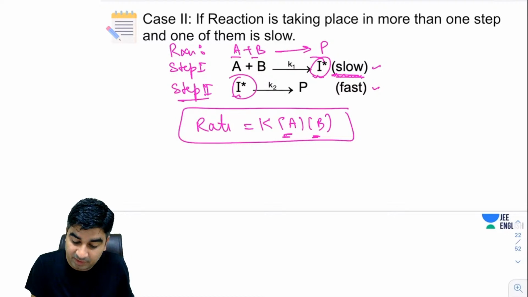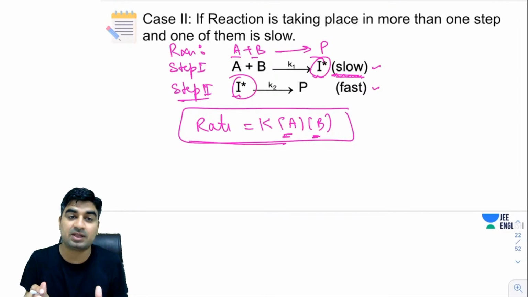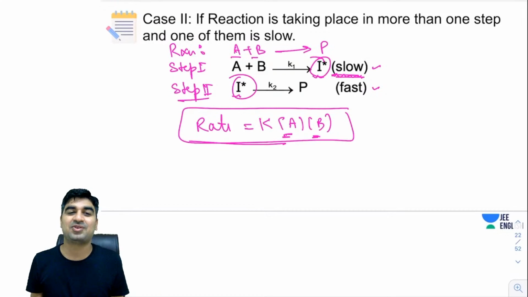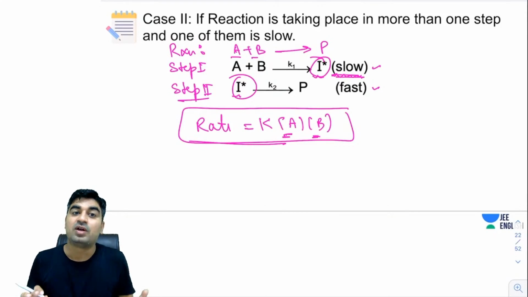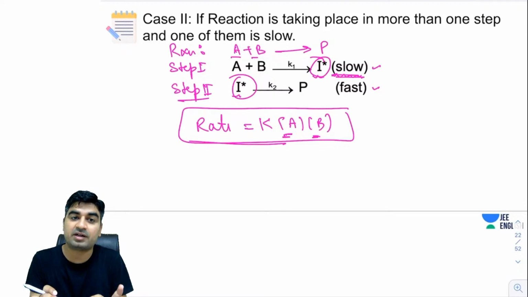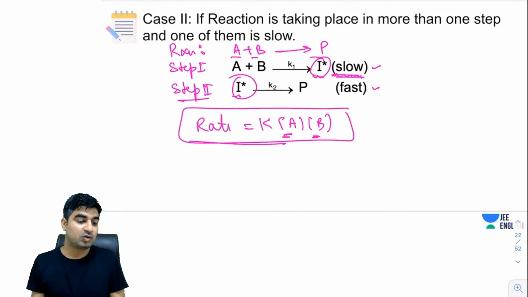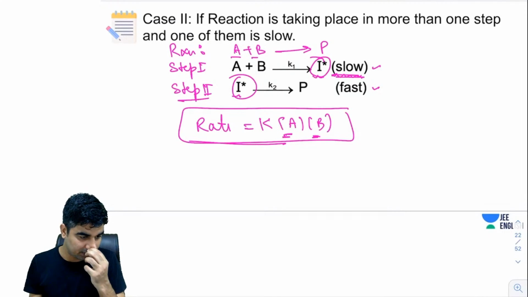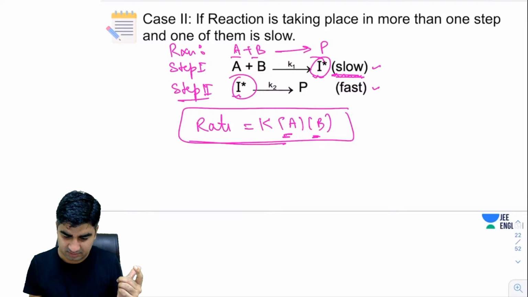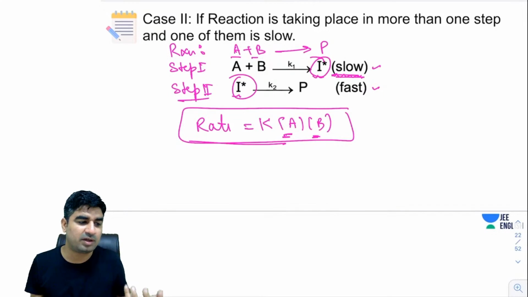I will never take intermediate in rate law, because intermediate is something that is beyond our control. I cannot say I'm taking concentration of intermediate double. Never. So if intermediate or anything other than reactant and product appear, then you have to eliminate that thing. Right? So somebody said catalyst. No, catalyst has no role here. No, this is simply an intermediate.